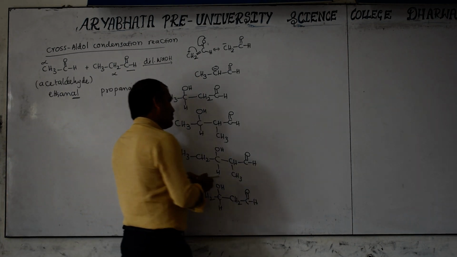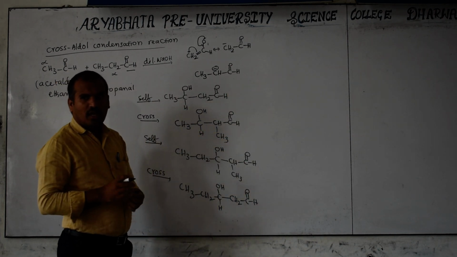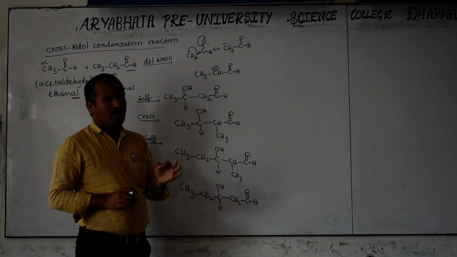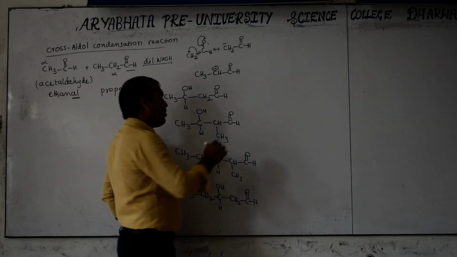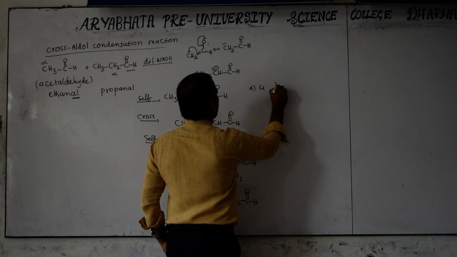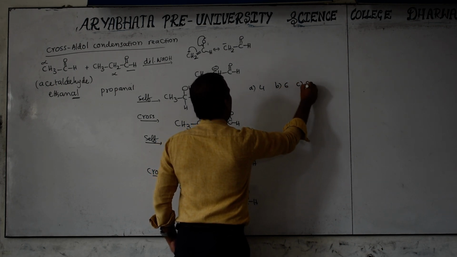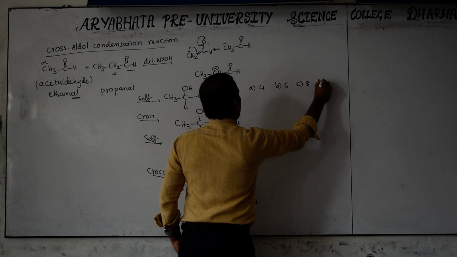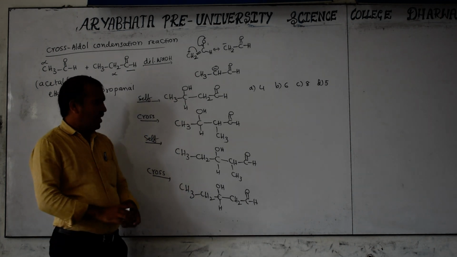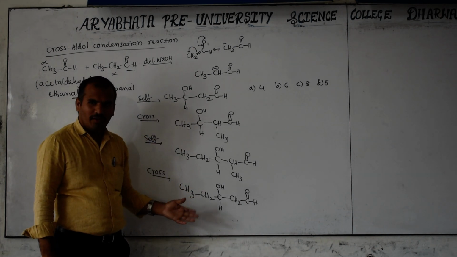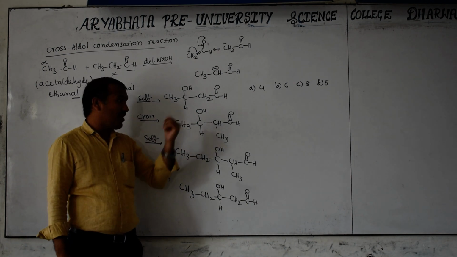Now the question is: ethanal and propanal react with NaOH. How many total products are possible? Then what is your answer? They may give options like this. Option A 4, option B 6, option C 8, option D maybe 5. Then what is your answer? Here, how many are appearing? 4. But 4 is not the answer. Why? Sir, you only told that 4, but now you are saying this is not the answer.